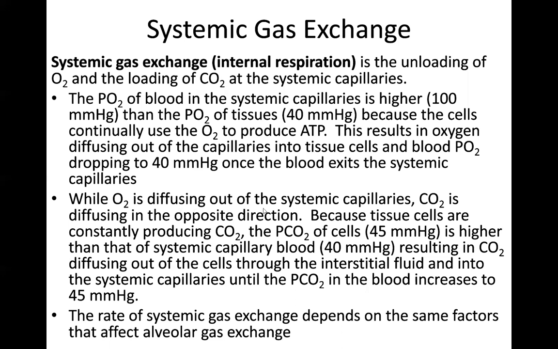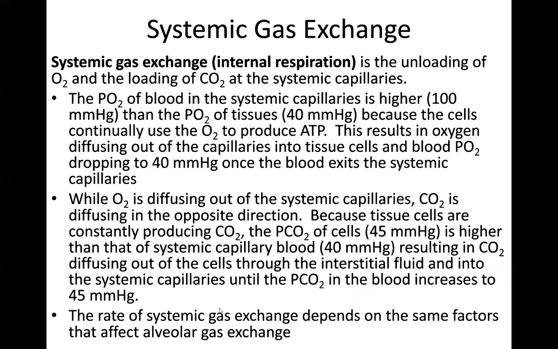While O2 is diffusing out of the systemic capillaries, CO2 is diffusing in the opposite direction. Because tissue cells are constantly producing CO2, PCO2 of our cells is around 45 millimeters of mercury, and that's higher than the systemic blood, which is around 40 millimeters of mercury. Now that's only a 5 millimeter mercury difference, but it is enough to drive CO2 out of the cells, into the interstitial fluid, and then into the systemic capillaries until the PCO2 in that blood increases to 45 millimeters of mercury.